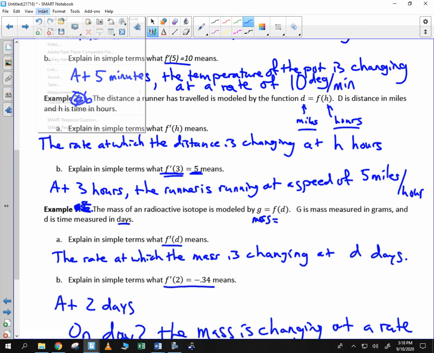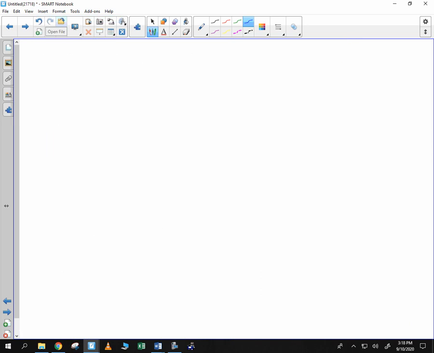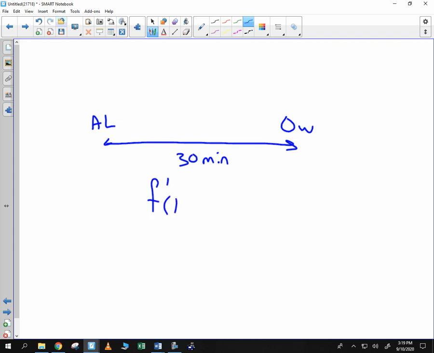I'll give you one last example here. I travel each day from Albert Lea back to Owatonna. And the fact is that it takes me about 30 minutes. So if somebody asks me what is f prime of 15 minutes, what that means is what is my speed when I've been traveling for 15 minutes? And so if you think about me going from Albert Lea to Owatonna, what would you think my speed would be at 15 minutes? Well, probably about 70 miles an hour.